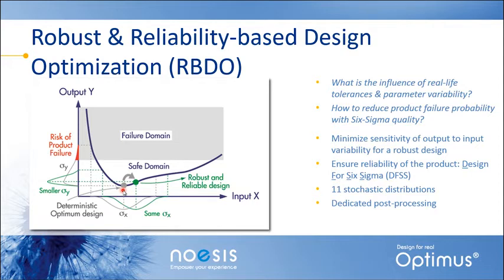Using the FORM or FOSM method inside of Optimus, we find a reliable optimum where the performance is not quite as good as the deterministic optimum, but if we make the same perturbation to the input variable, all of the responses lie in the safety domain. This, of course, is very important for design for Six Sigma and other RBDO problems.